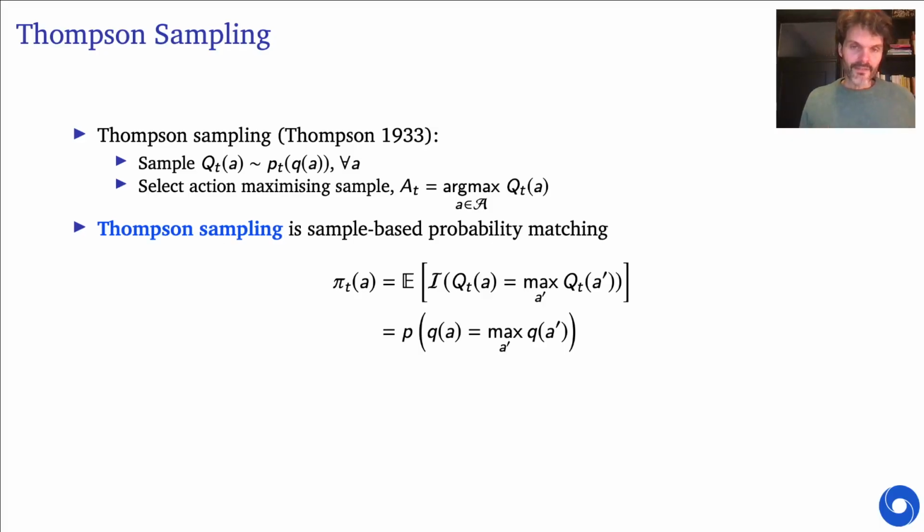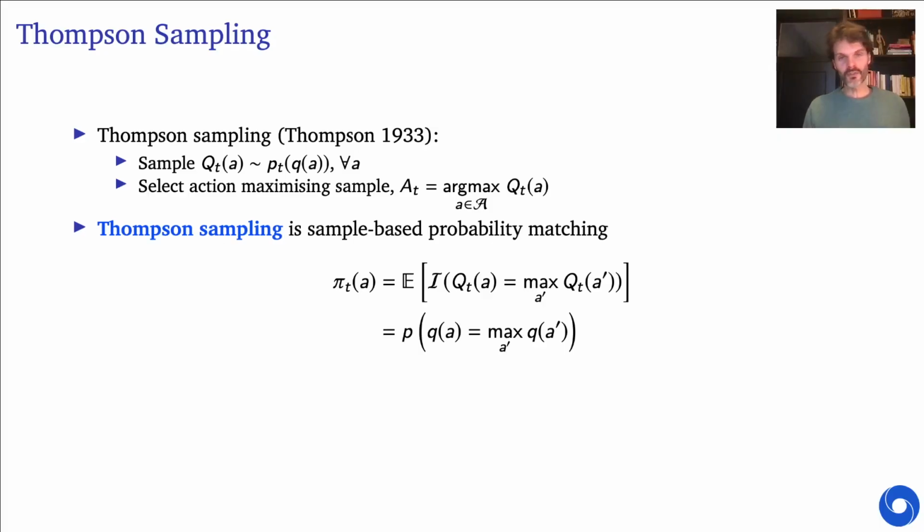So the event that action A is picked means that action A had the highest sampled action value. But the expectation of this indicator is equal to the probability of that happening. So it turns out, if you do Thompson sampling, if you first sample the action values and then you pick greedily, this is exactly the same as just computing these whole probabilities and then selecting your action according to that.